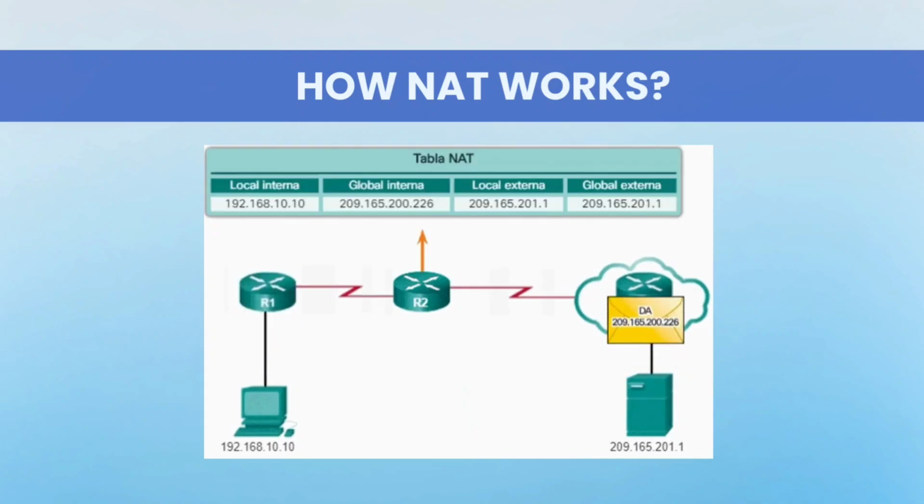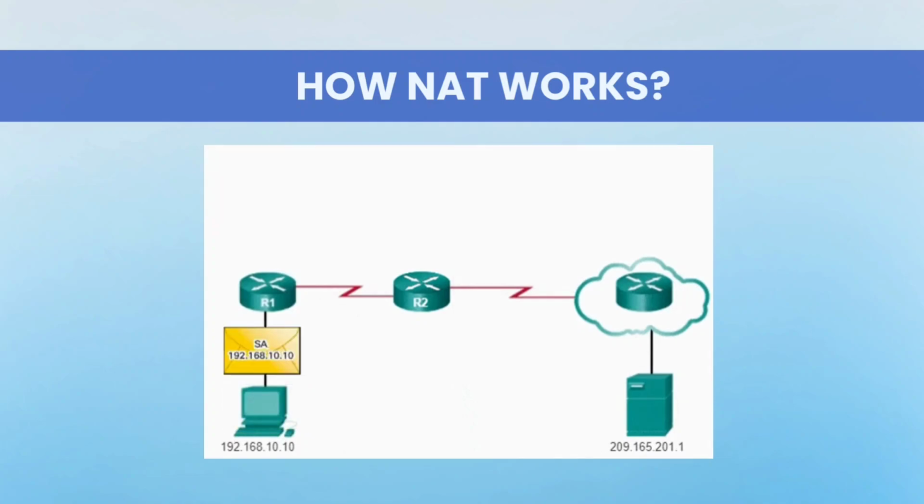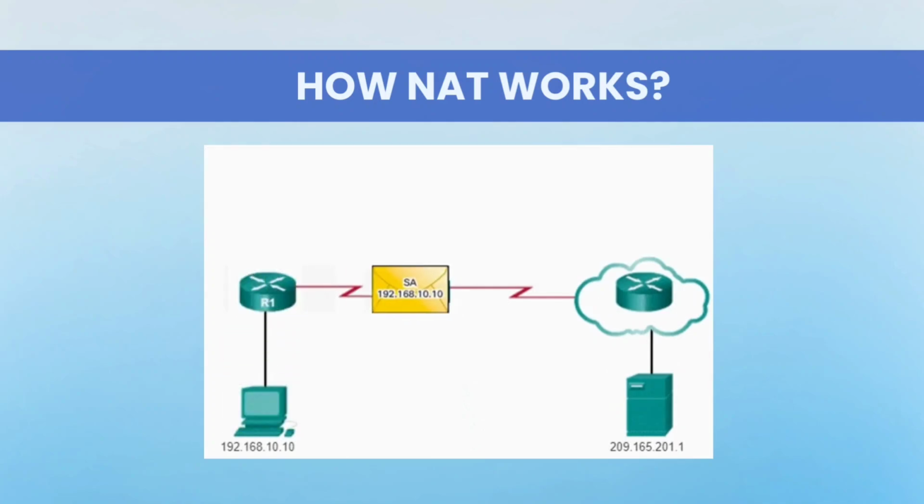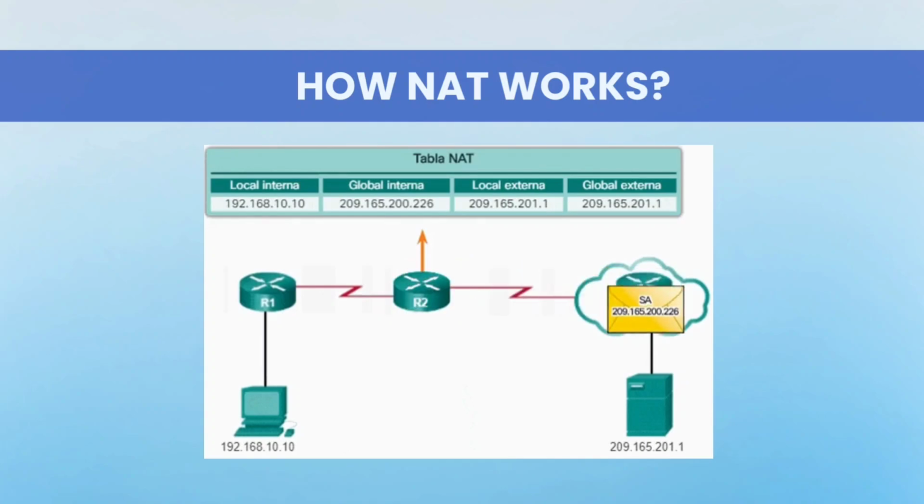209.165.201.1. When the local computer sends data to the Internet, the router uses NAT to replace its private IP with the public IP. This makes the local computer appear as if it's coming from the public IP when it communicates with the external device. NAT allows multiple devices in the local network to share one public IP address. It provides security by hiding private IP addresses from the outside world. Essentially, NAT is translating between private internal IPs and public IPs so devices can communicate across the internet.